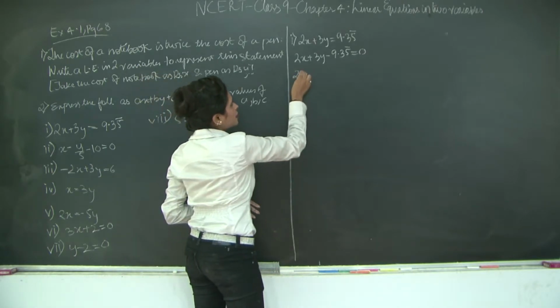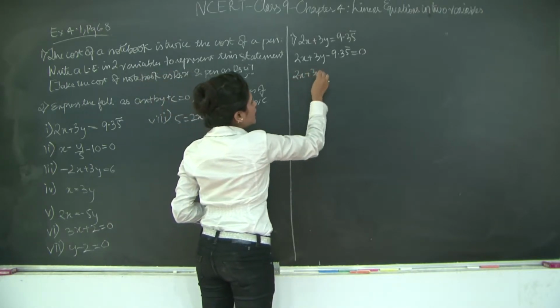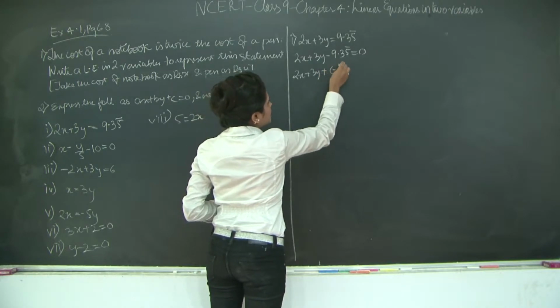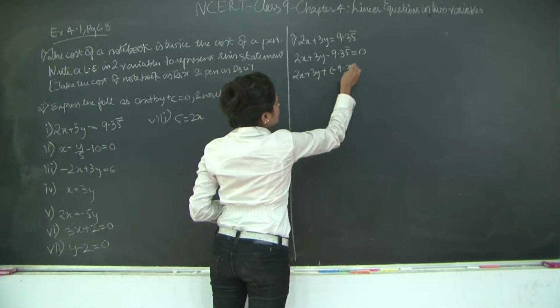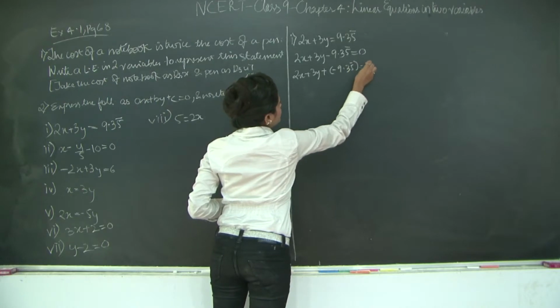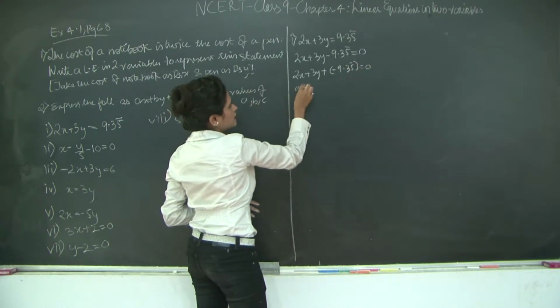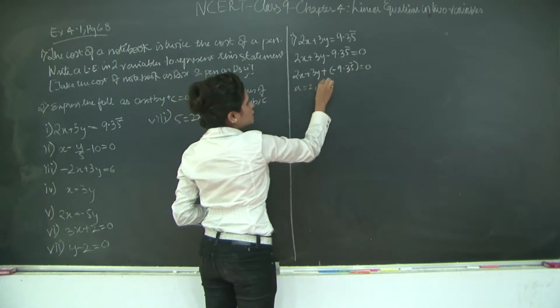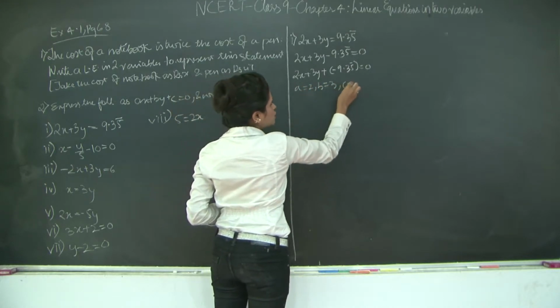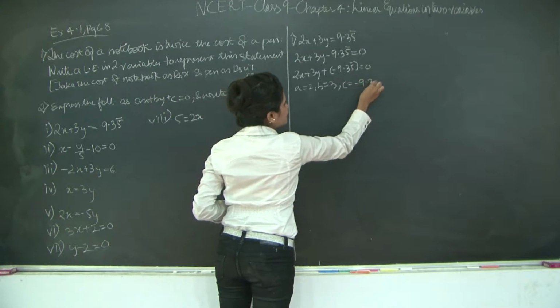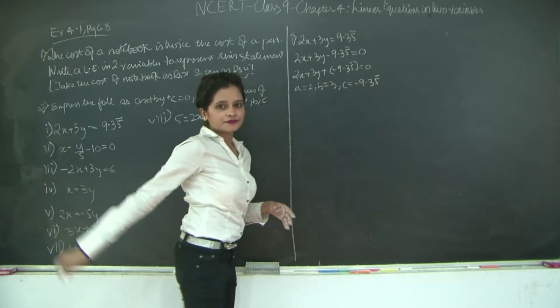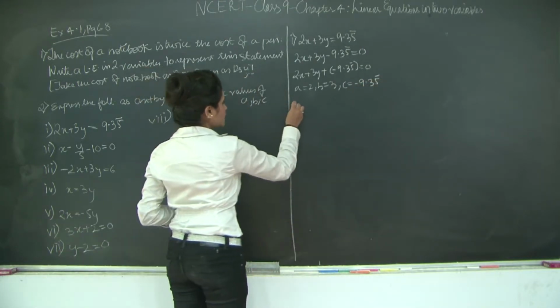So now this is of the form ax plus by plus c is equal to 0. Just let us make it more neat. 2x plus 3y plus minus 9.35 bar is equal to 0. So you have ax plus by plus c is equal to 0. Therefore a is equal to 2, b is equal to 3 and c is equal to minus 9.35 bar. Simple.